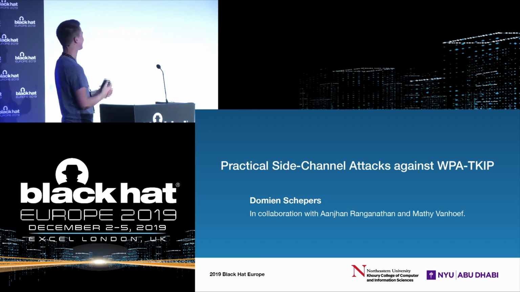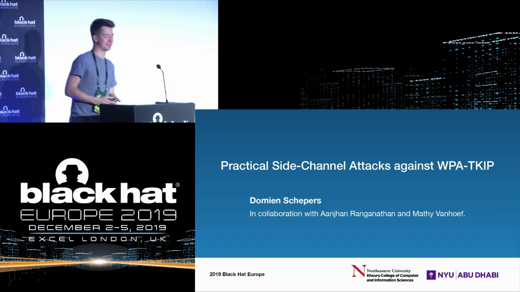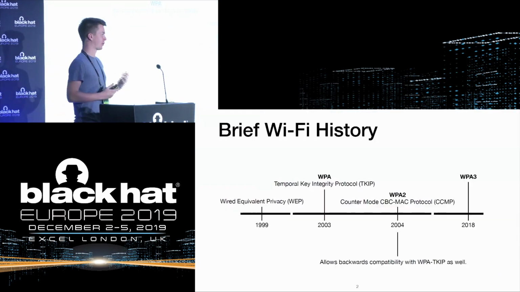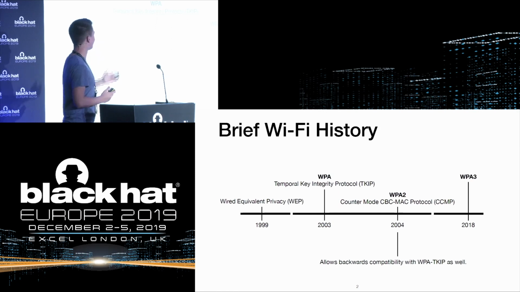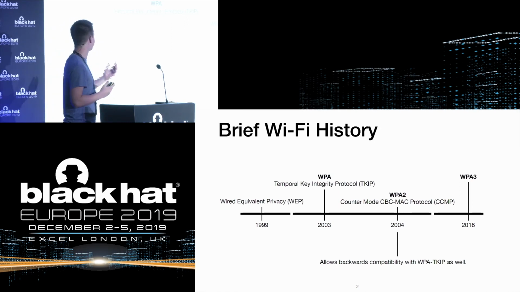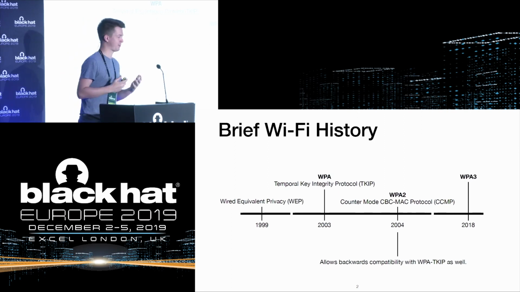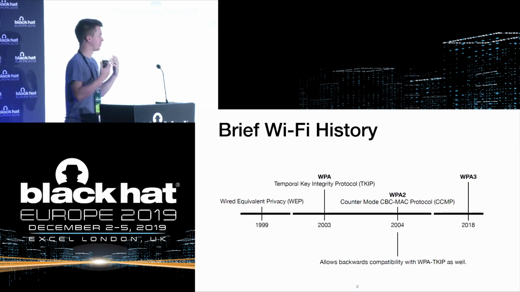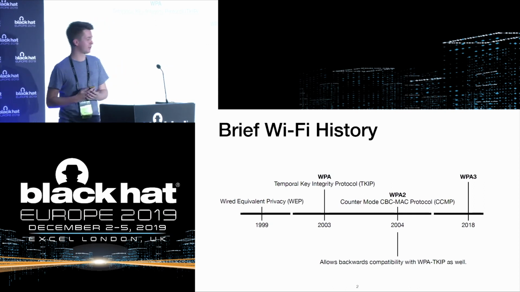I'll be talking about practical side channel attacks against WPA-TKIP, which is one of the Wi-Fi security protocols. And before we get started, we can run over a brief Wi-Fi history. So originally, we had Wired Equivalent Privacy, which is called WEP, and soon after, there were many flaws identified in this. And the IEEE decided we should have more secure Wi-Fi encryption protocols, and as an intermediate solution, they came up with the TKIP protocol.